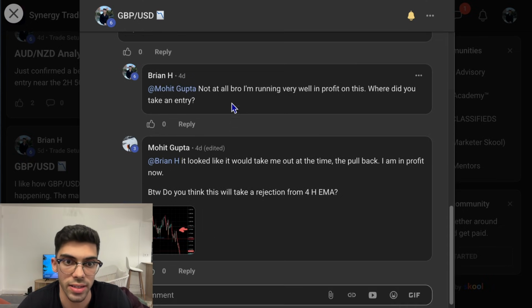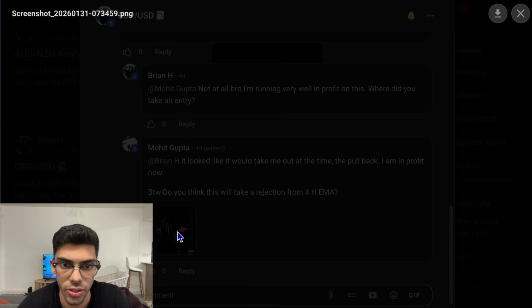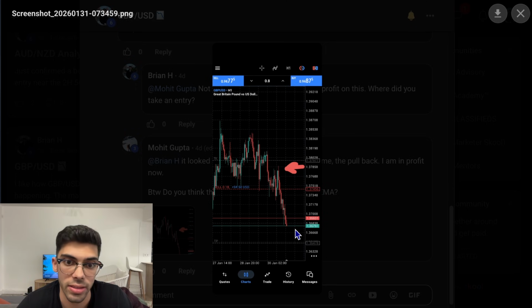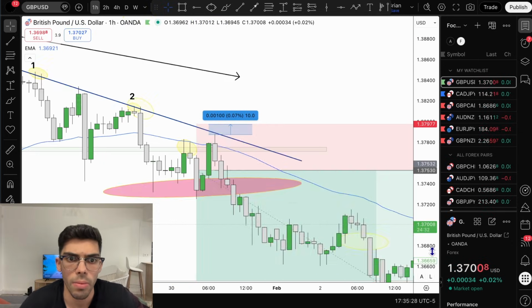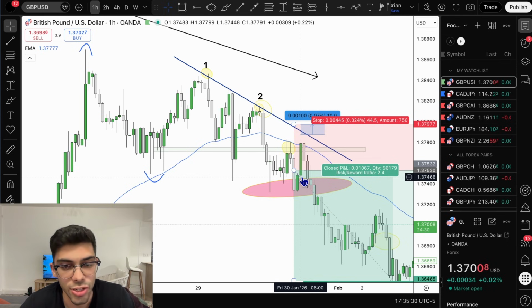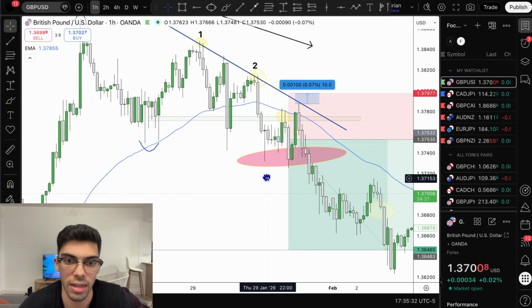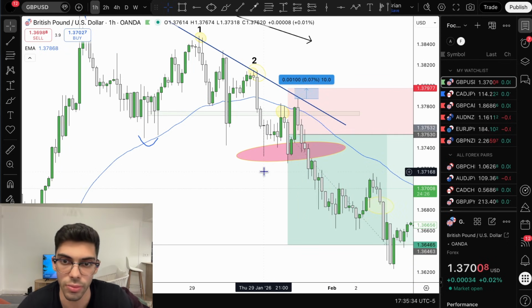And basically here, I was like, not at all, bro. I'm running very well in profit. Where did you catch your entry? So yeah, you can see here, people did look at that same opportunity. But the point here was that the entry itself had some drawdown. So it wasn't a picture perfect trade, but it was still a really good trade.